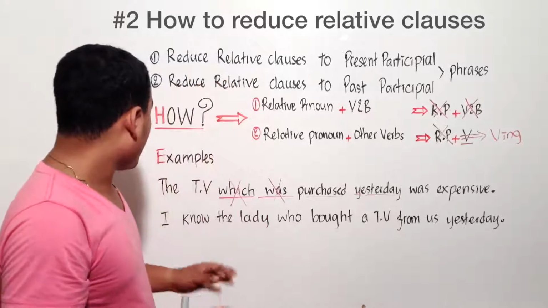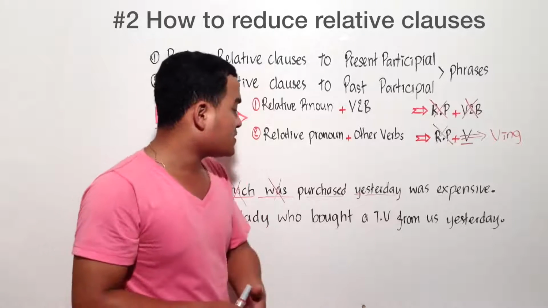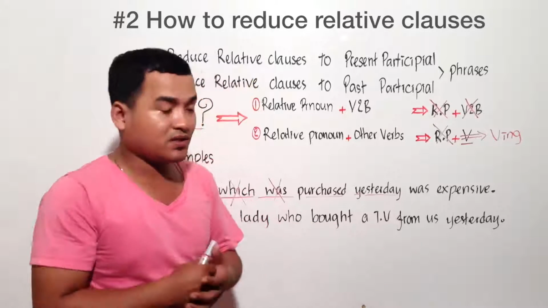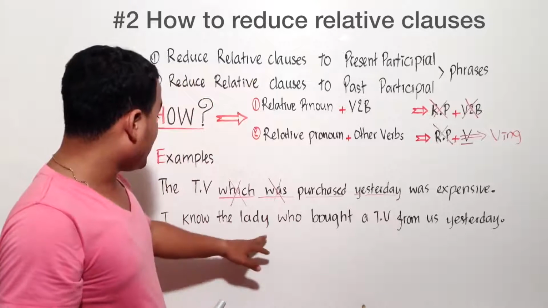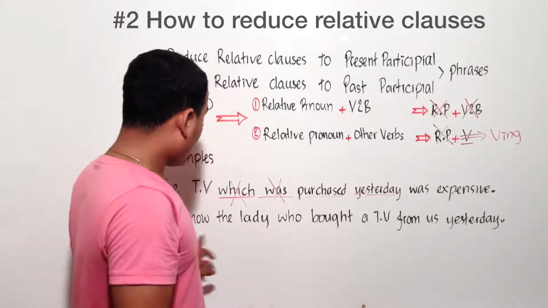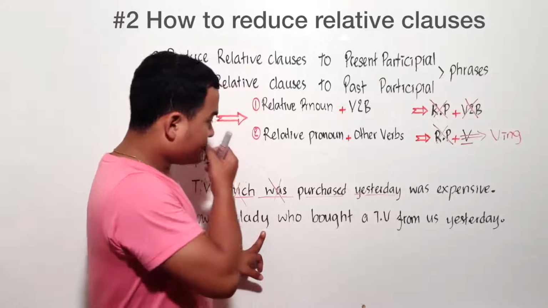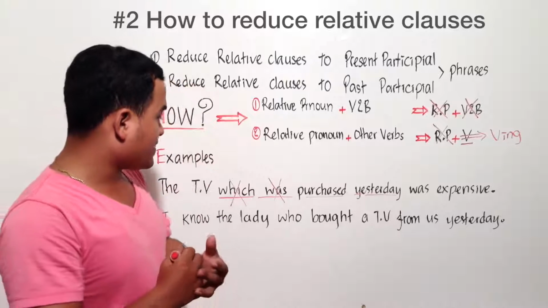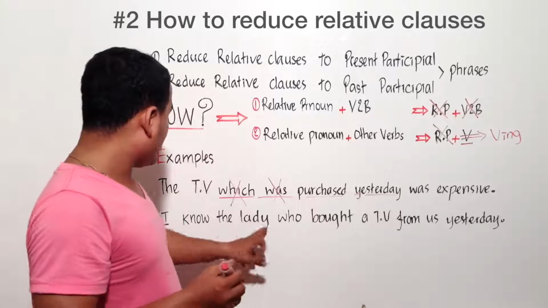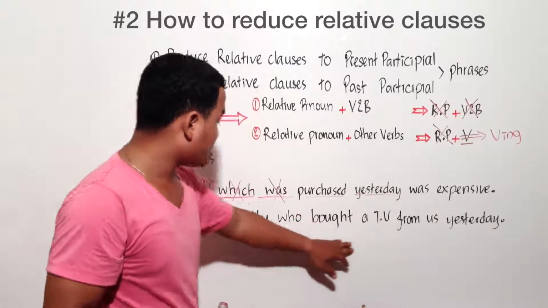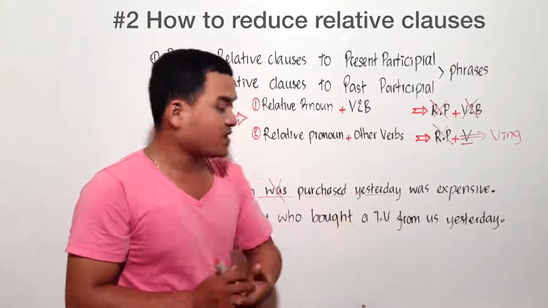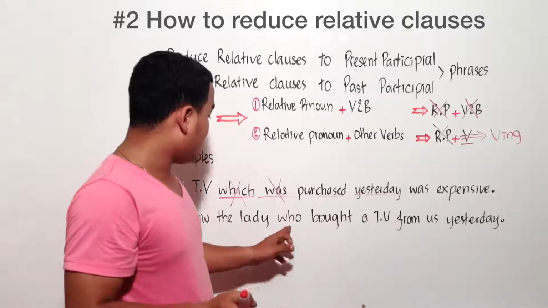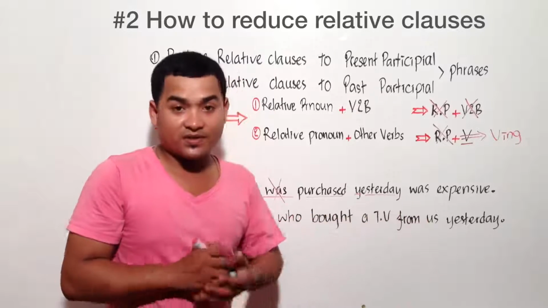What about the second one? I know the lady who bought a TV from us yesterday. So I know the lady is a sentence, one sentence, but to tell more about the lady, we use a relative clause here. Who bought the TV from us yesterday? So which lady? The lady who bought a TV from us yesterday.